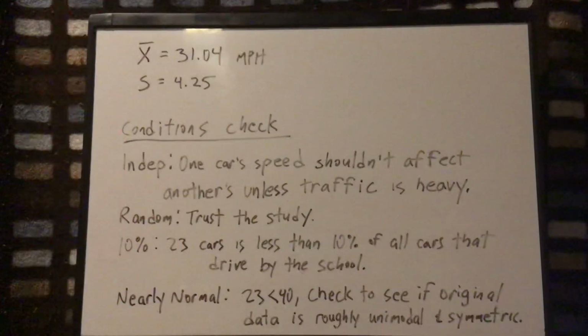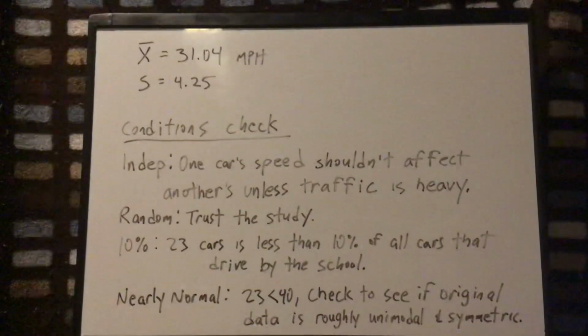The 10% condition is met. 23 is definitely less than 10% of all cars that drive by the school. There's probably hundreds that drive by each day, probably thousands a month. So 23 is definitely less than 10%. And now the nearly normal condition. Our 23 is less than 40. It's bigger than 15, but less than 40. So we do have to check to see if the original data is roughly unimodal and symmetric.